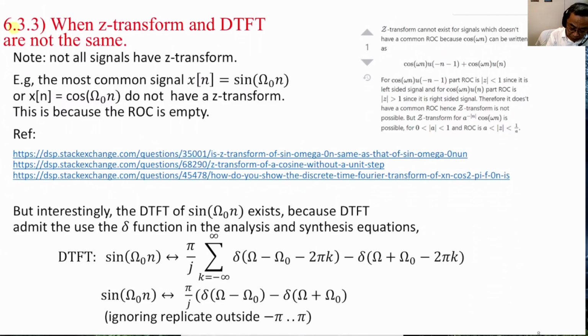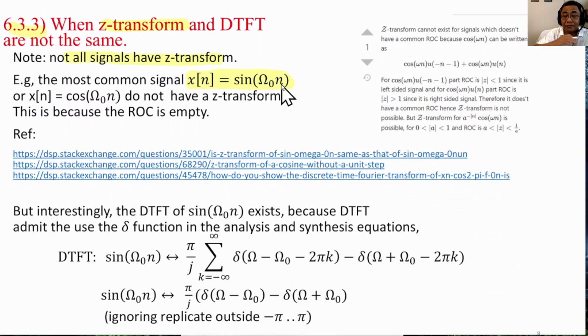This is 6.3.3. Although we have seen that the Z transform is a very nice tool to use, and we can easily convert the Z transform to DTFT representation, we must now say that not all signals have a Z transform. Look at this signal. This is the most common sinusoid, but it is everlasting.